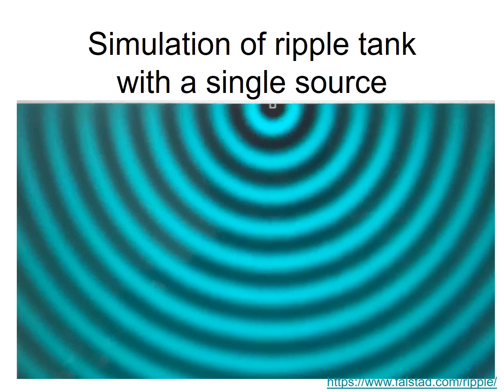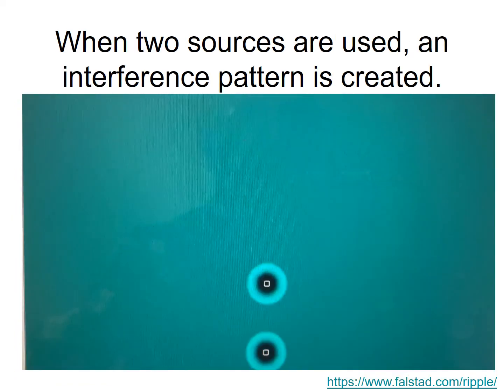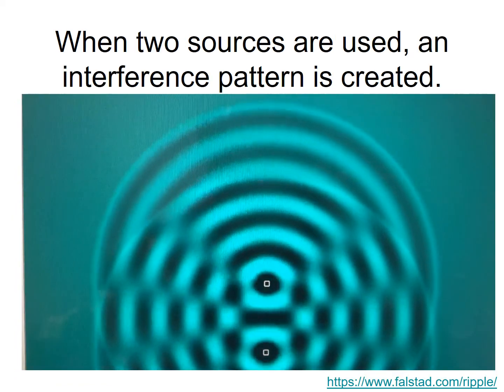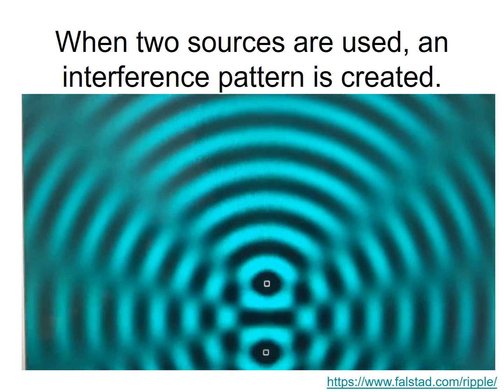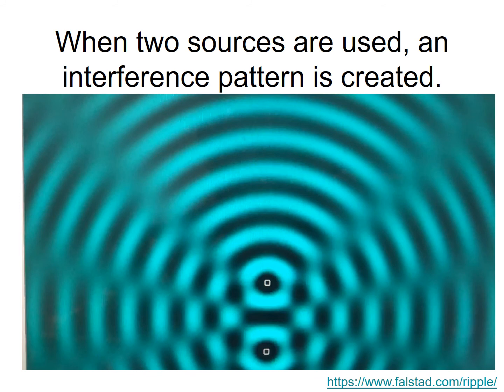Now watch what happens when we show a simulation of the dipper at the top of the screen. This is with a single source, a single dipper. What's really interesting is to see what happens when you have two waves at the same place at the same time that are caused by two dippers. So here's the pattern with two dippers.